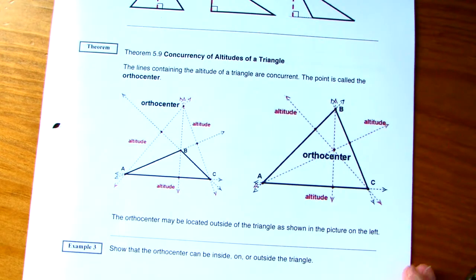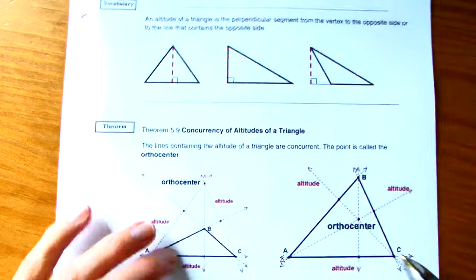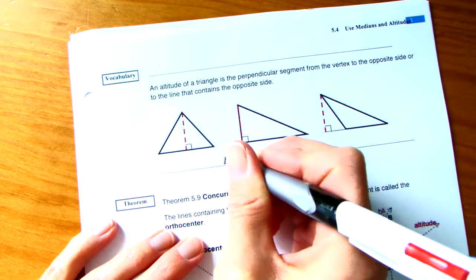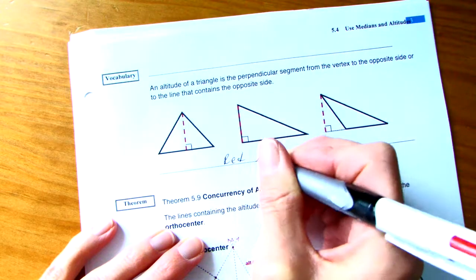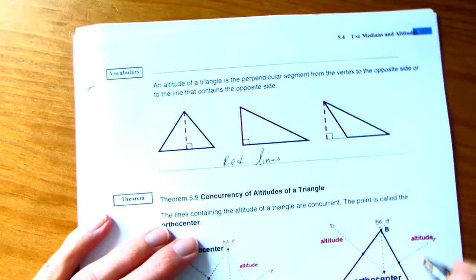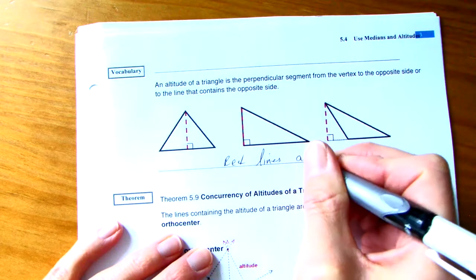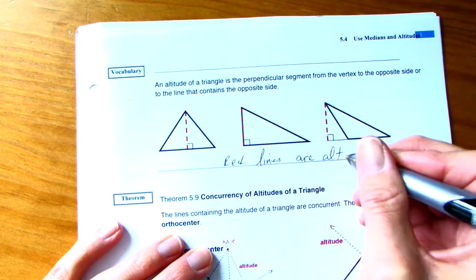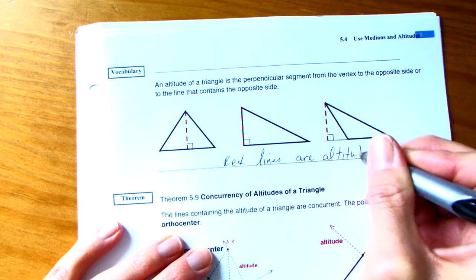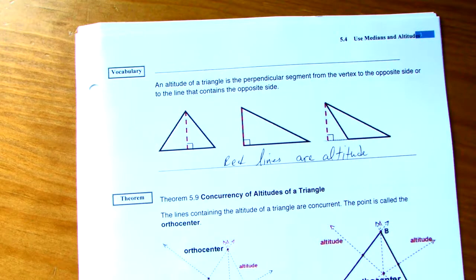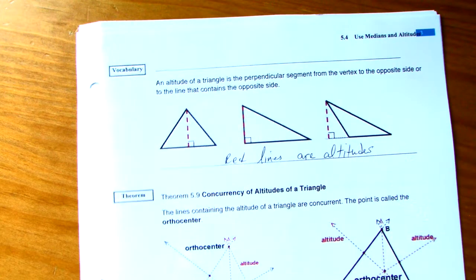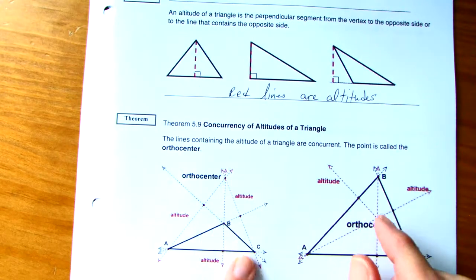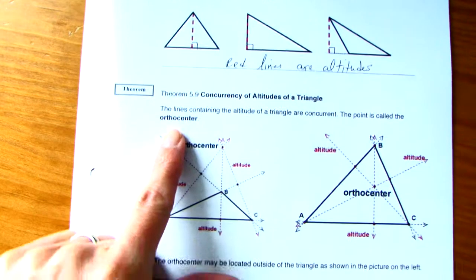The concurrency, let's see here. These are all your altitudes. I'm going to say the red lines are altitudes. If you could, well, you won't be able to see the red lines. I guess can you see it in the video? Red lines are altitudes. But on your, obviously your notes, it's not red. Maybe you should highlight that. Okay, so concurrency of altitudes of a triangle. The lines containing an altitude of a triangle are concurrent at a point called the orthocenter.